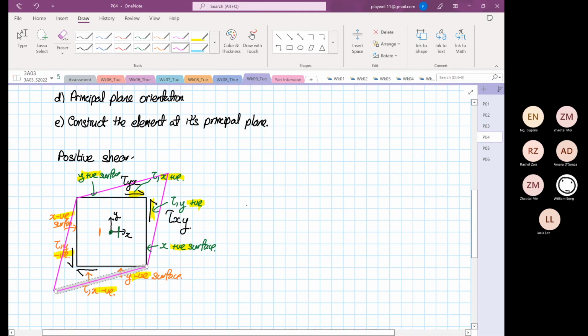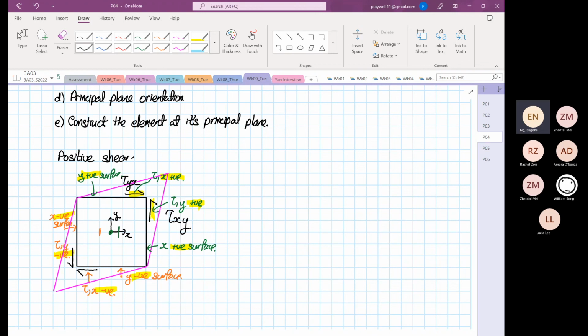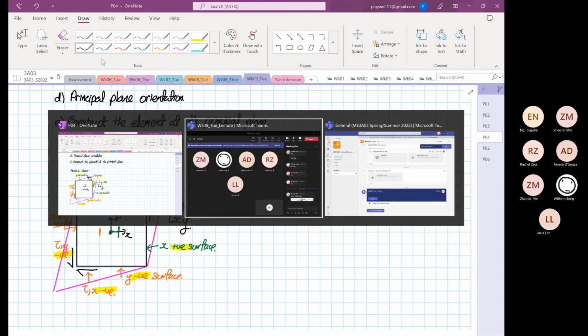Okay. Then the next thing we are going to look at is negative shear. The explanation will be really quick. What I propose is that we take a 5 minute break, we come back, and we do negative shear. Okay, I'm going to stop.